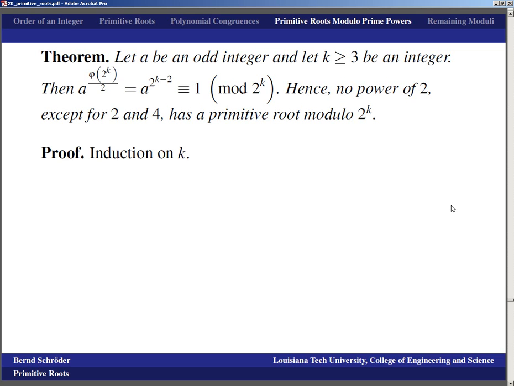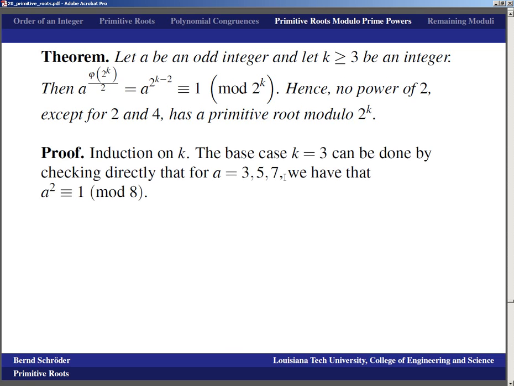Okay, the proof is induction on k. The base case k equals 3 can be checked by checking directly that for a equals 3, 5, and 7 we have that a squared is 1 modulo 8, because phi of 8 is 4, divided by 2 is 2, and a squared is 1 modulo 8. Well, 3 squared is 9, which is 1. 5 squared is 25, which is 1 modulo 8, and 7 squared is 49, which is also 1 modulo 8, so that works out directly. And for a equal to 1, of course, there's nothing to be done.